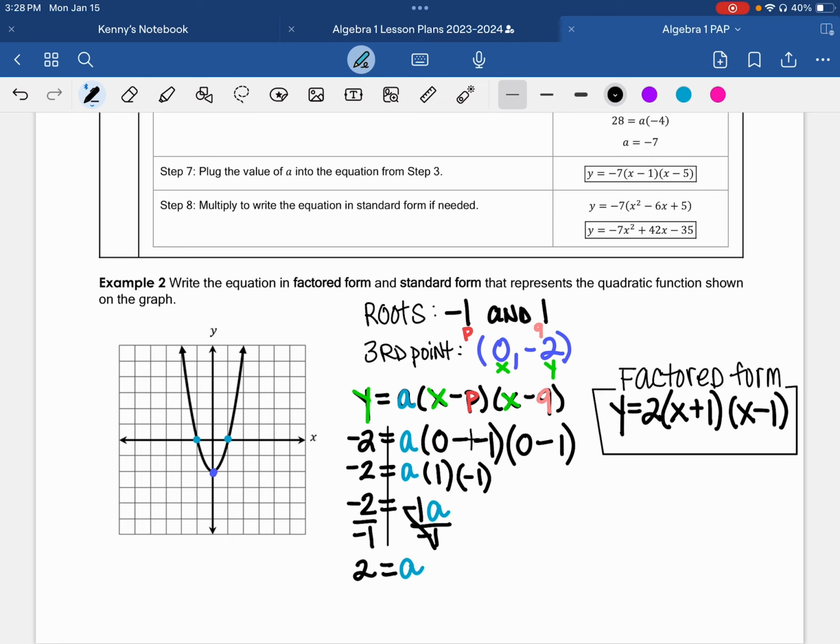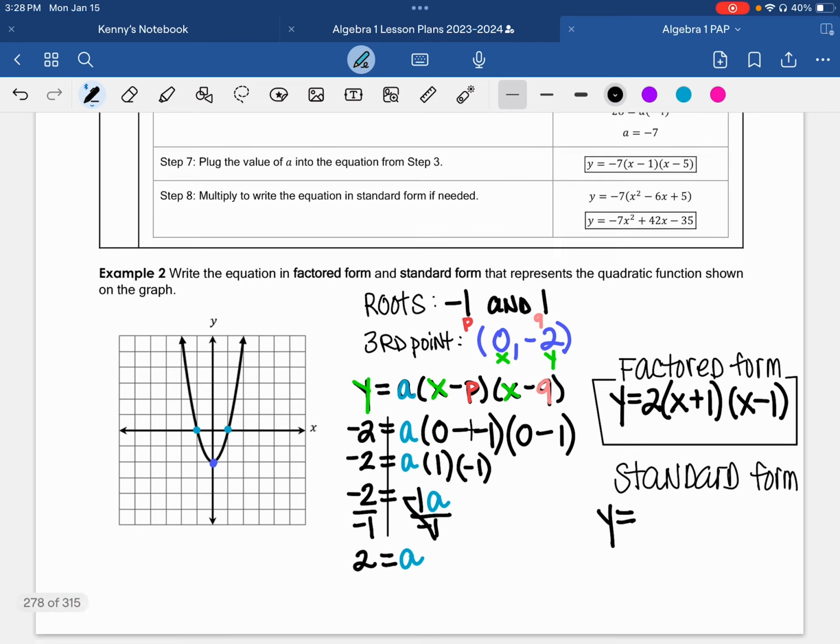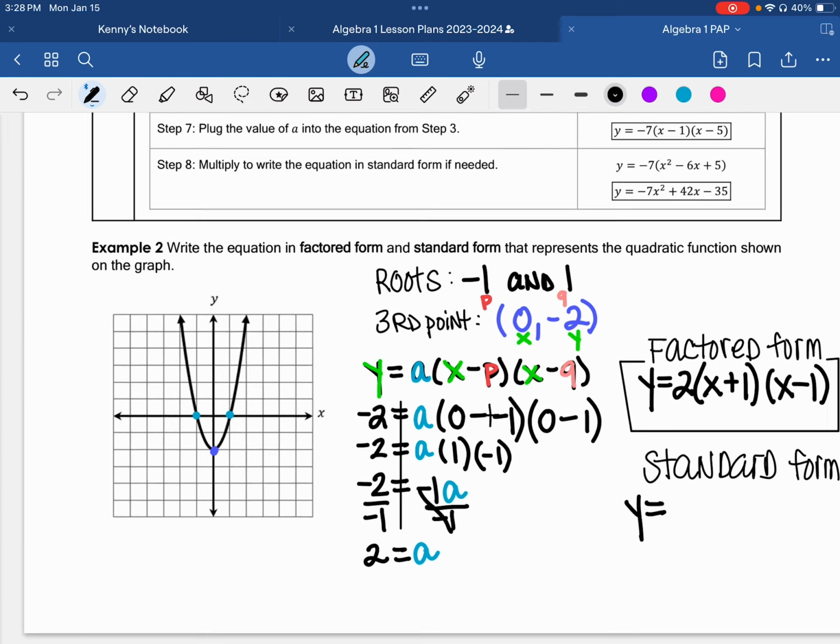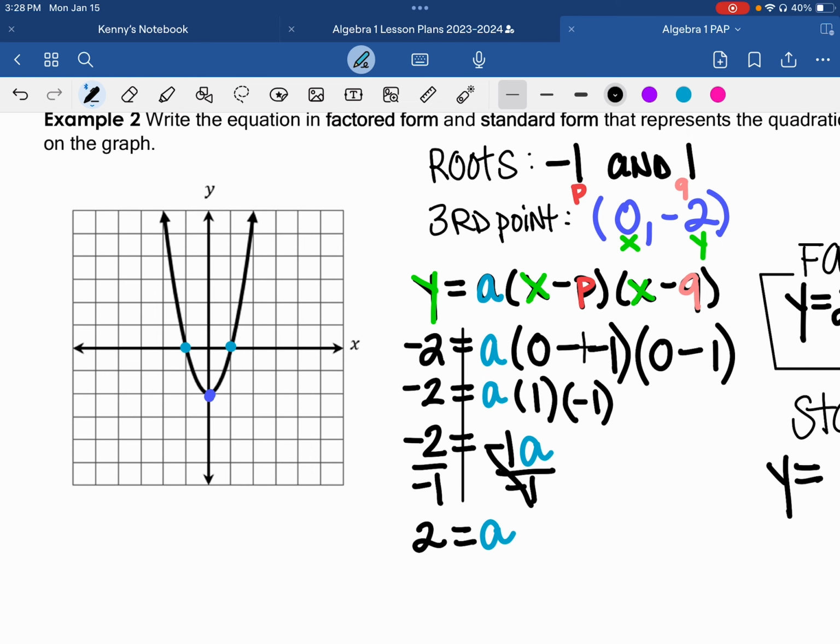There we go. Now we're going to take our factored form and change it to standard form. Remember, standard form is y equals ax squared plus bx plus c. Factored form means that I need to do my multiplication. I need to make my box and split it vertically into x plus 1, my first factor, and then horizontally, x minus 1, my second factor.